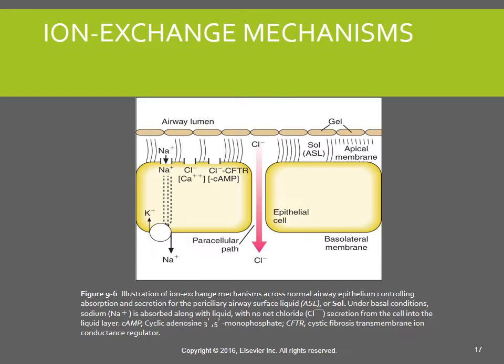This illustration is of the ion exchange mechanisms across a normal airway epithelium, controlling absorption and secretion of the periciliary airway surface liquid, or ASL. We also call this the sol layer. Under basal conditions, sodium is absorbed along with liquid with no net chloride secretion from the cell into the liquid layer, or sol layer. cAMP, cyclic adenosine 3',5'-monophosphate, and CFTR, cystic fibrosis transmembrane conductance regulator, are all found here.